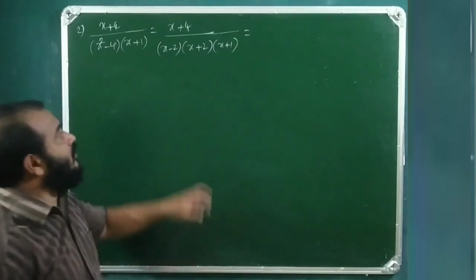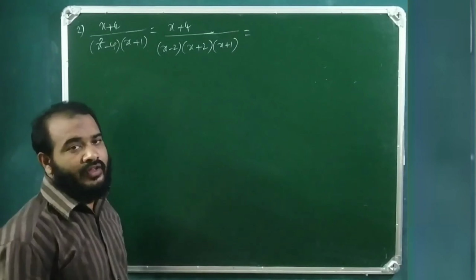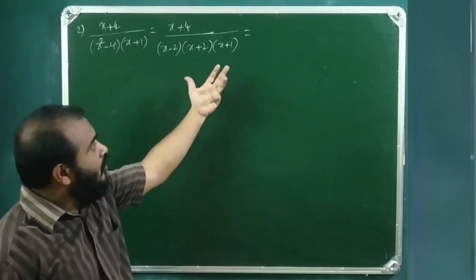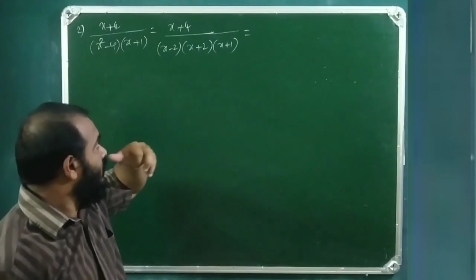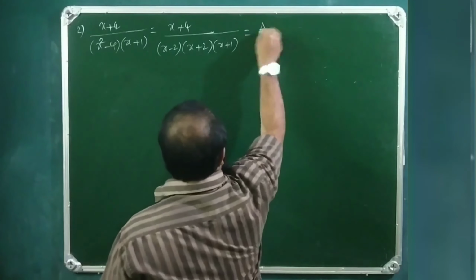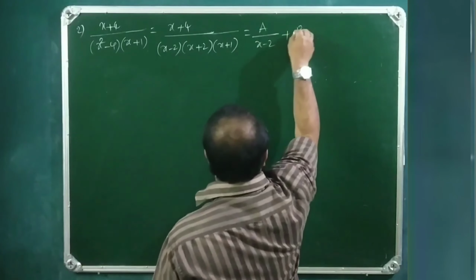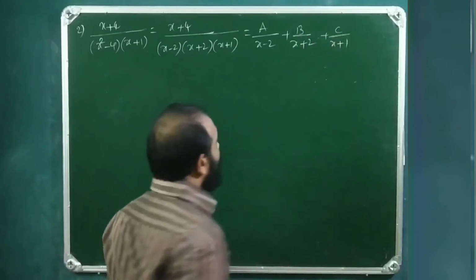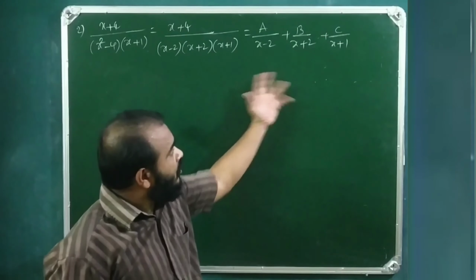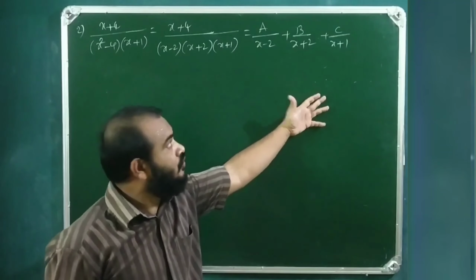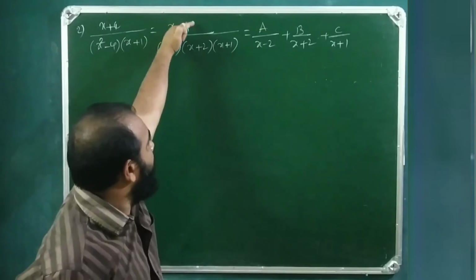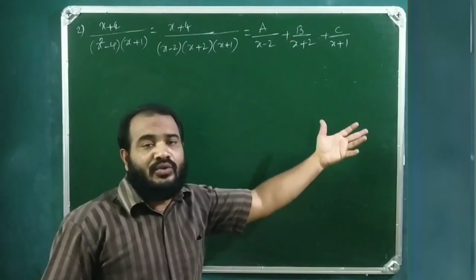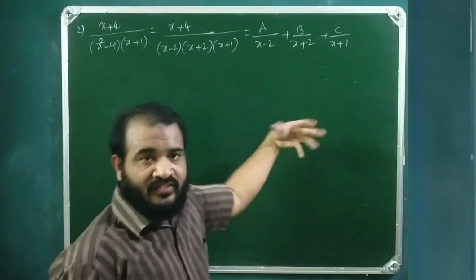So here, three non-repeated linear factors are there. Therefore, a, b, c are the three constants which we are going to use here. So, this is a by x minus 2, b by x plus 2, c by x plus 1. So, if you rearrange the order also, it's not a problem. So, what I mean is a by x plus 1 plus b by x plus 2 plus c by x minus 2, if you take and solve, then also you will get the same answer.